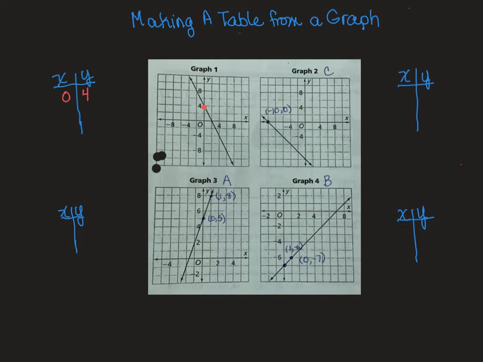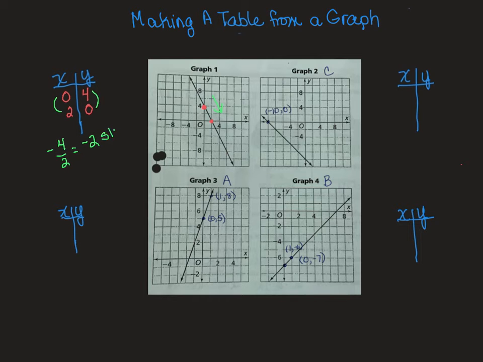So I could say when x is 2, y is 0. It doesn't go up or down, it stays right on the x-axis. So I have those 2 points. And if I was making a slope, now that I have those 2 points, I could say that the difference for the x is 2, and the difference in the y is -4. And notice this line is going down, so my slope is going to be -2.